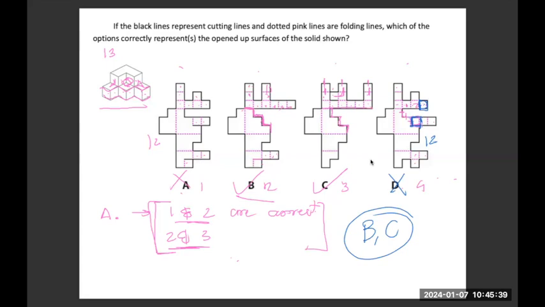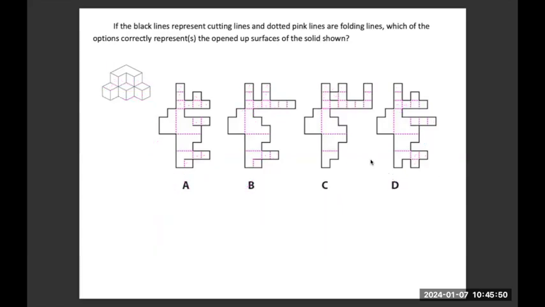Any doubts, any questions? Okay, move to the next one.